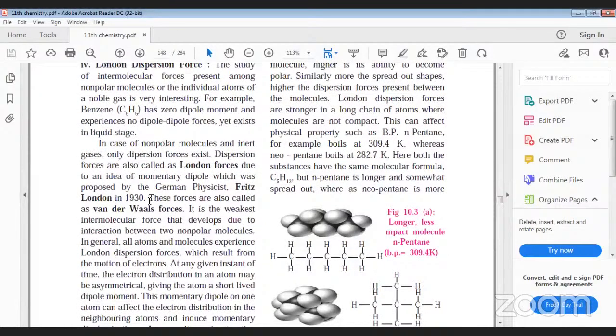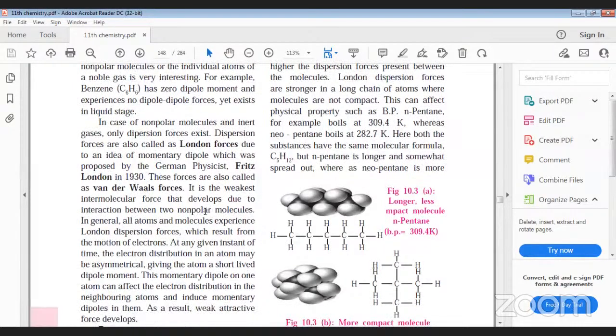Momentary means for a while. Momentary means for a short period of time, there is a generation of a dipole. So they are called momentary. You will say, ma'am, non-polar molecules don't have polarity, then why, even for a short period or momentarily, does a dipole exist? Yes, a dipole does exist for a short period. So we'll see how, for a short period, a dipole does exist.